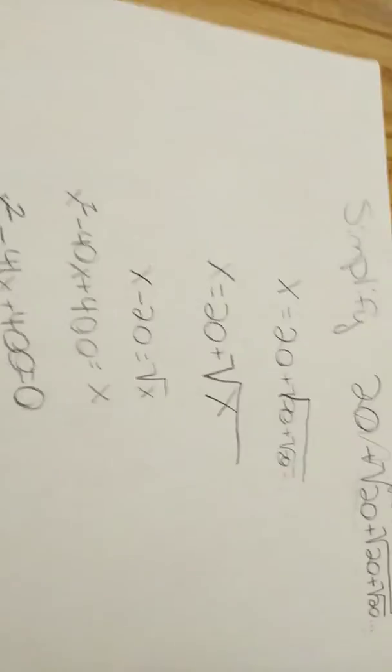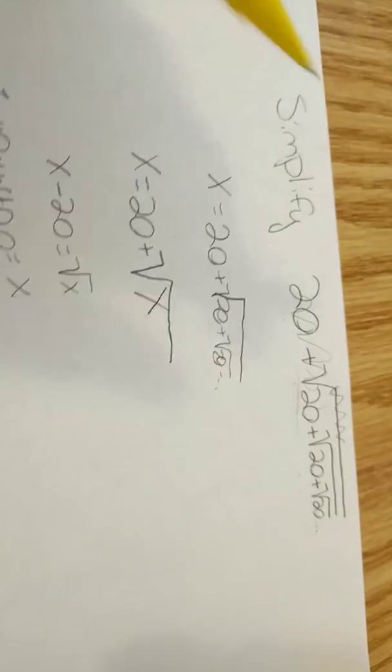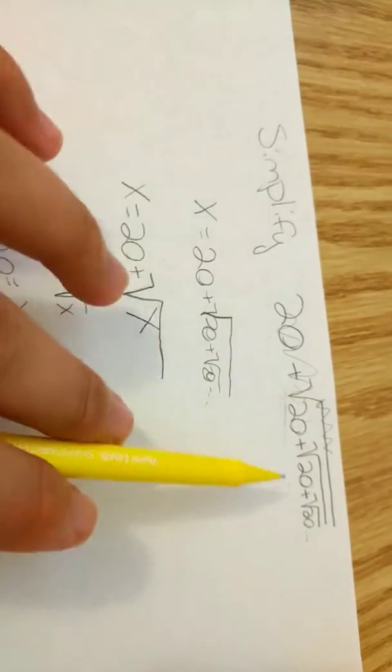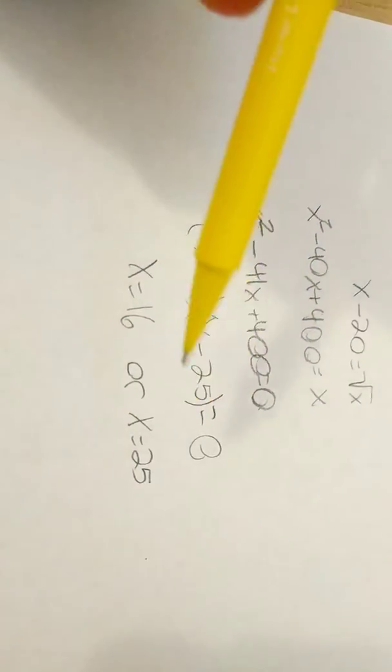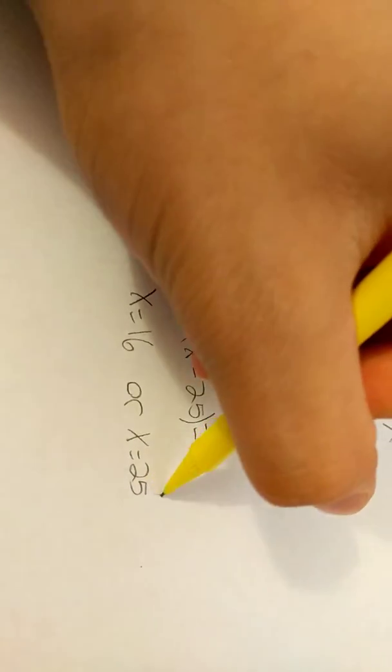And how am I supposed to figure out which one it is? Well, if we look back onto the top, x is 20 plus a positive number. So it has to be greater than 20, meaning that x would equal 25.